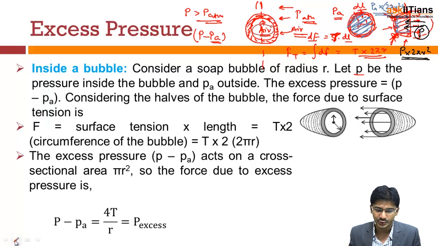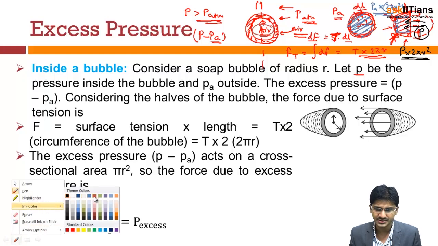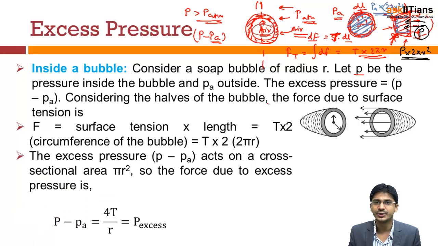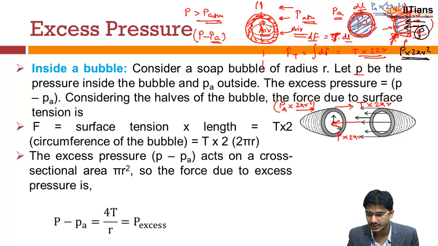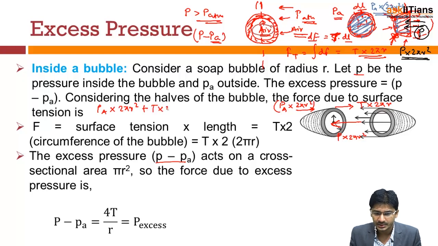Now we will balance all of these forces and see what equation we get. So we balance it for static equilibrium. What are the forces acting? The force acting from this side is atmospheric pressure, that is Pa into 2 pi r square, and then there is the surface tension on this part. Now we are considering this portion, this is surface tension into 2 pi r, and the pressure in this direction due to the inside of the liquid, that is P into 2 pi r square. Now if you balance these, what you get is Pa into 2 pi r square plus T into 2 pi r is equal to P into 2 pi r square.